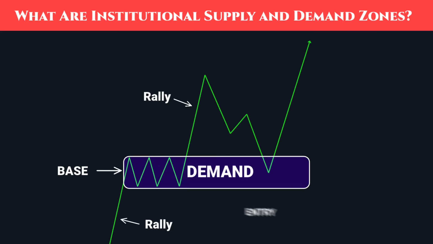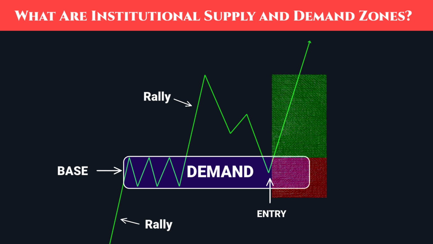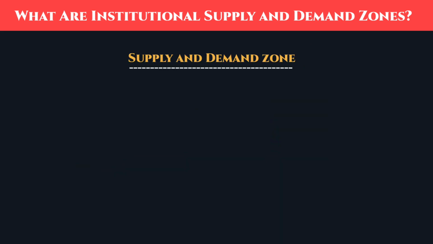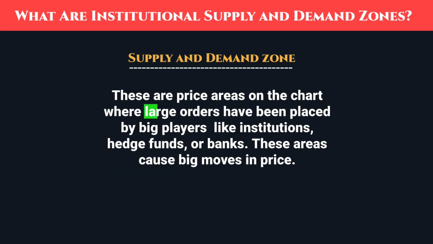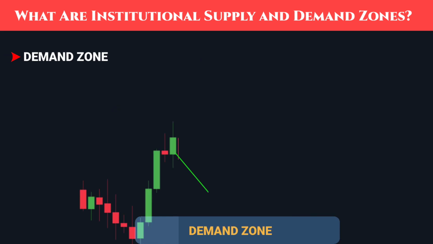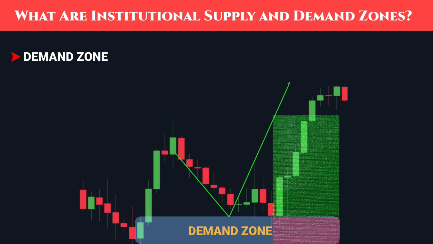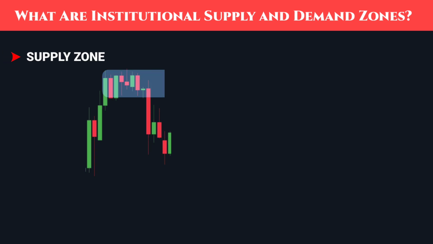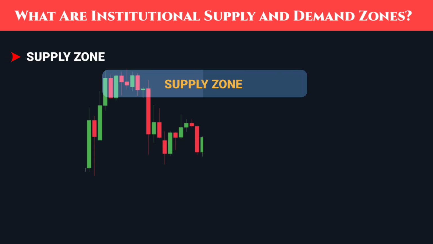What are institutional supply and demand zones? First things first. What do we mean by supply and demand zones? These are price areas on the chart where large orders have been placed by big players, like institutions, hedge funds, or banks. These areas cause big moves in price. A demand zone is the area where smart money buys heavily and price moves upward. A supply zone is the area where smart money sells heavily and price drops.